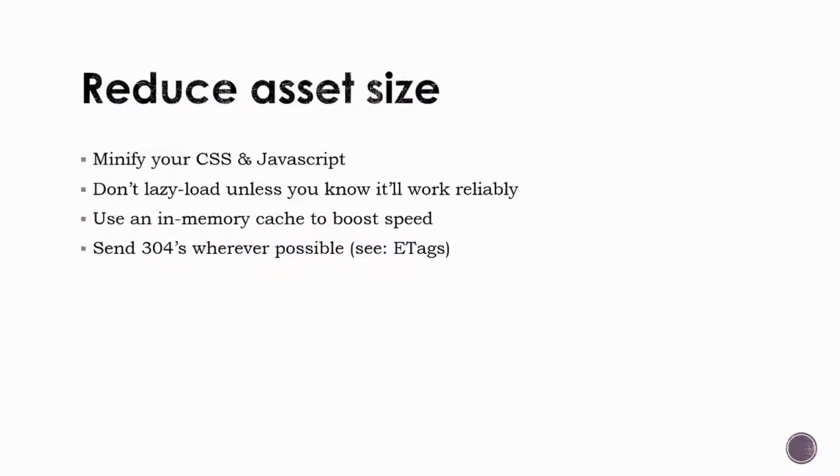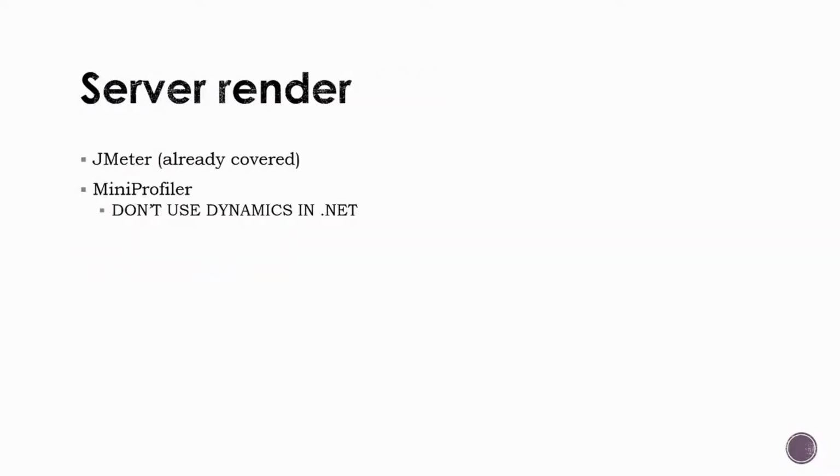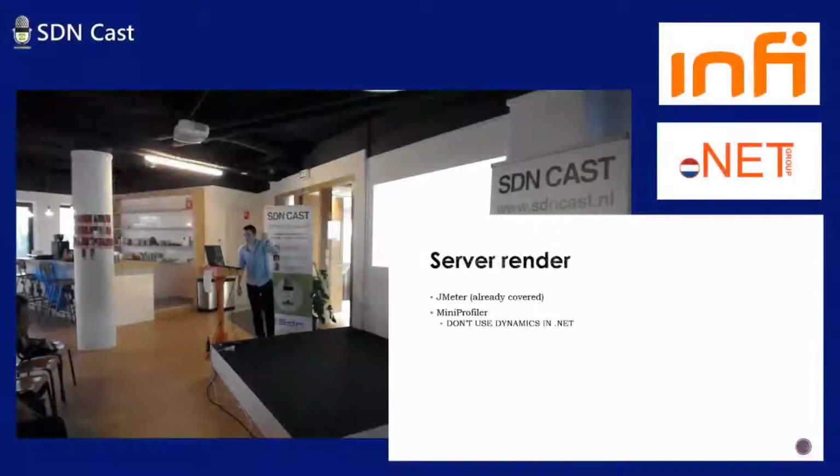So, server render, I've already covered JMeter for load testing. I've covered Mini Profiler. Don't use dynamics in .NET. Again, I'm looking very pointedly at the 2 gentlemen who were brave enough to raise their hands. That is going on my tombstone, I swear to God. Do not use dynamics in .NET unless it's JSON. That is your only acceptable reason.